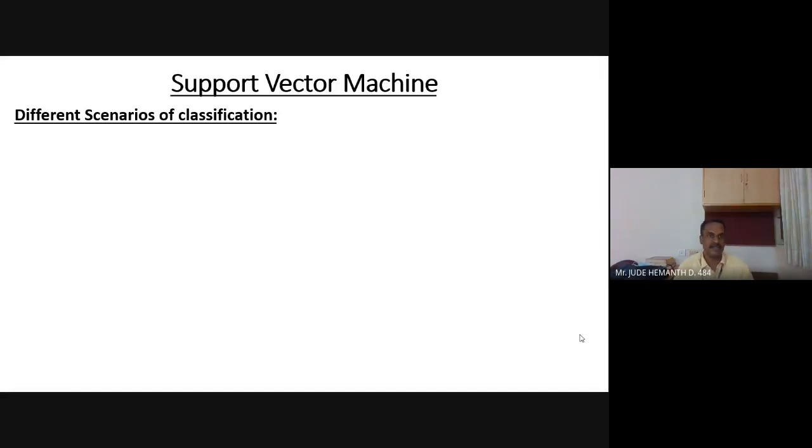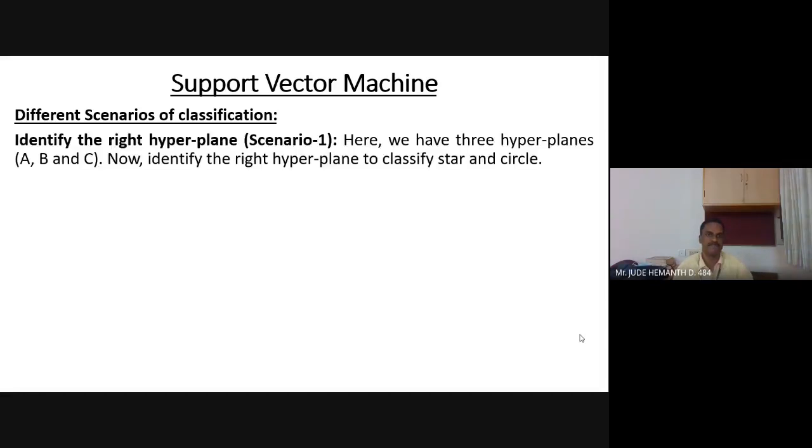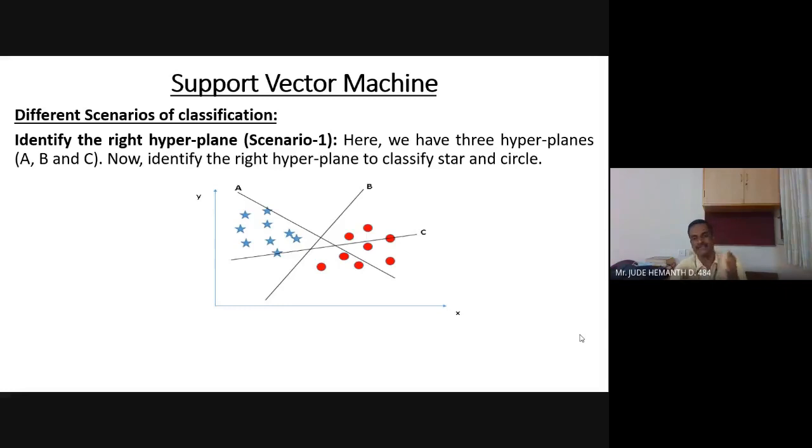Now we will quickly see some different scenarios of classification, so you can understand it in a better way. First scenario: this is the structure of the data points. You cannot do anything with the data points; you just need to plot them based on your X and Y. So say, for example, you have some data points like this. The red circles are all on one side and the blue stars are on another side.